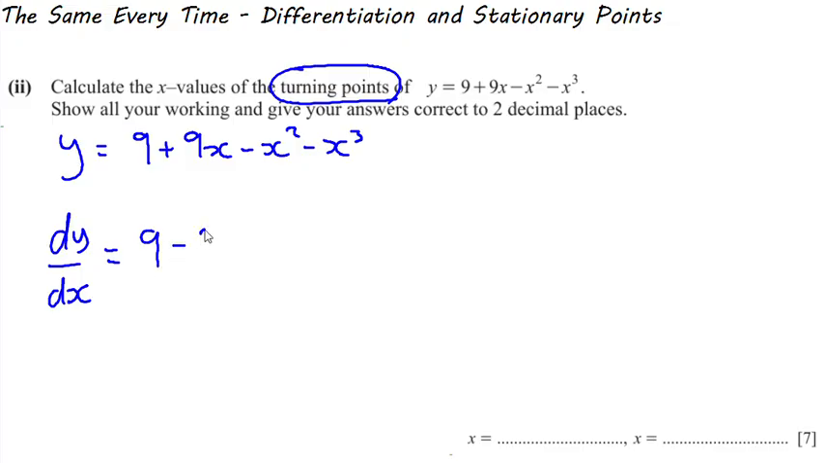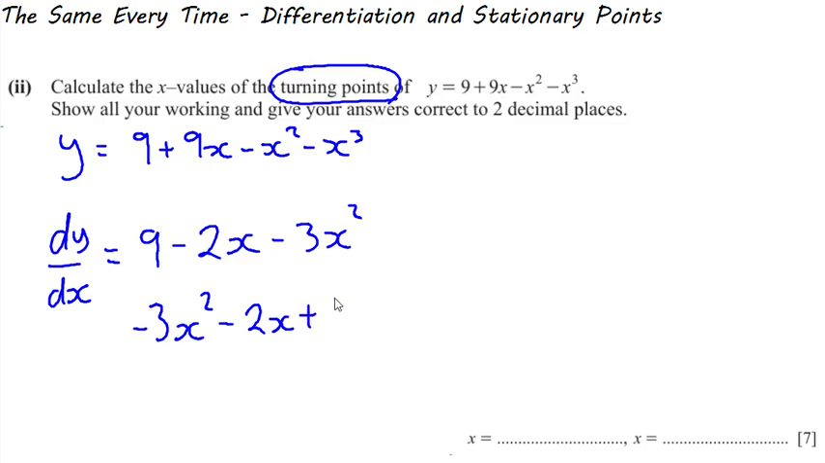Negative x squared multiplied by the power and decrease the power by 1, and then negative x cubed, negative 3x squared, like that. And we have to put this equal to 0 and solve. Now, we should recognize this is a quadratic equation, so I'm going to write it in the usual way for quadratic equations. Negative 3x squared minus 2x and then a plus 9 equals 0.